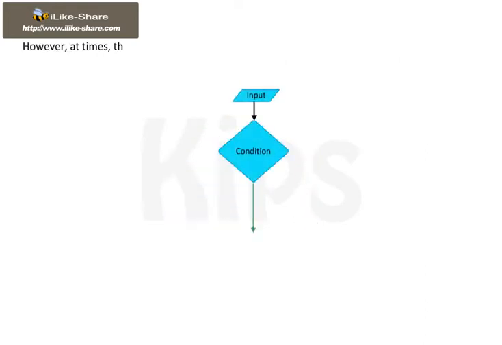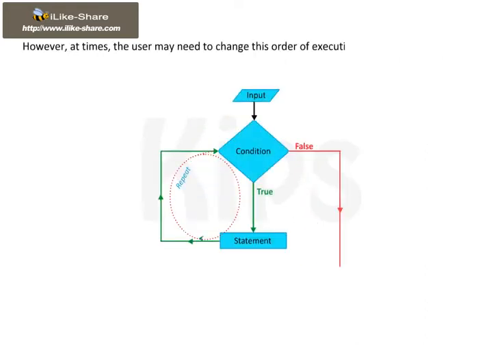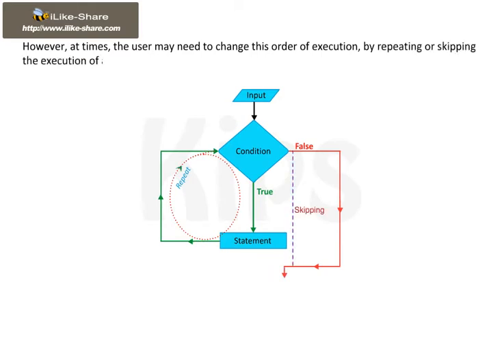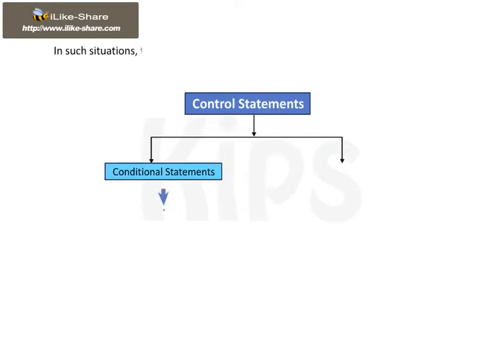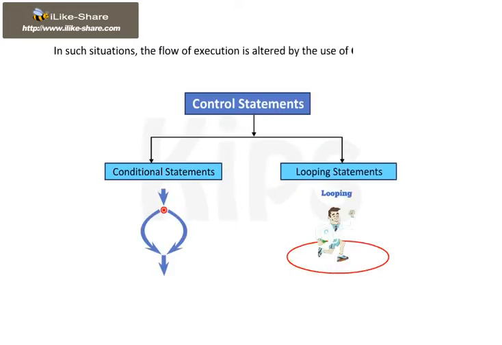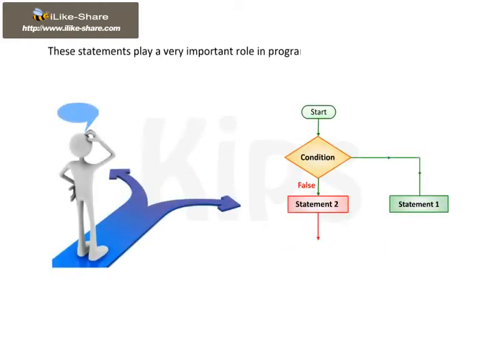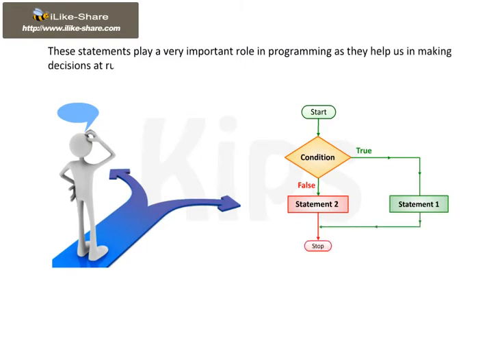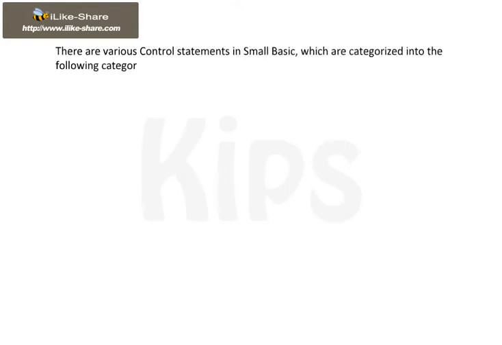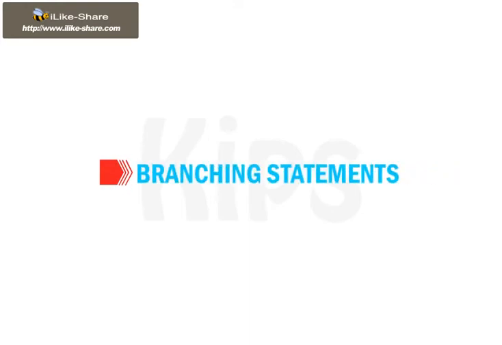However, at times the user may need to change this order of execution by repeating or skipping the execution of a few statements, subject to a given condition. In such situations, the flow of execution is altered by the use of control statements. These statements play a very important role in programming as they help us in making decisions at runtime. There are various control statements in Small Basic which are categorized into the following categories: branching, looping, subroutines. Okay, we will discuss the branching statements.